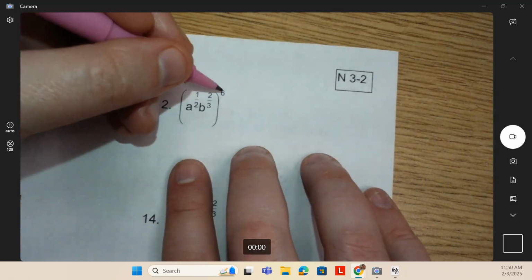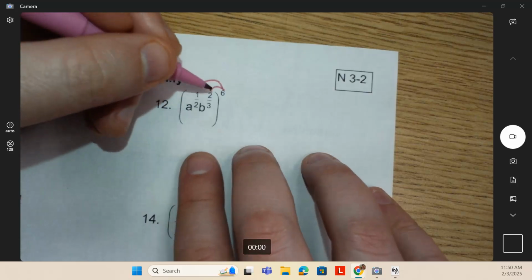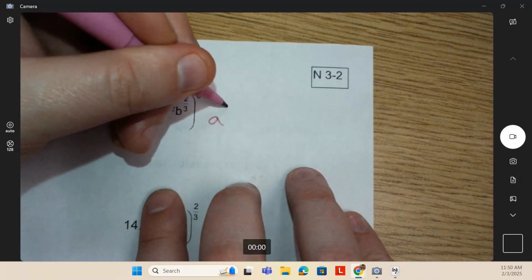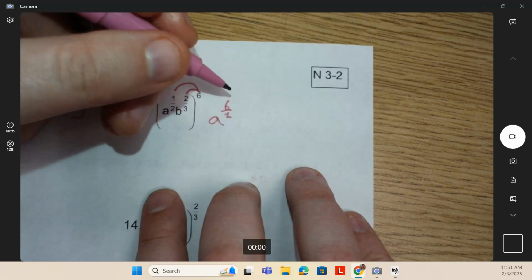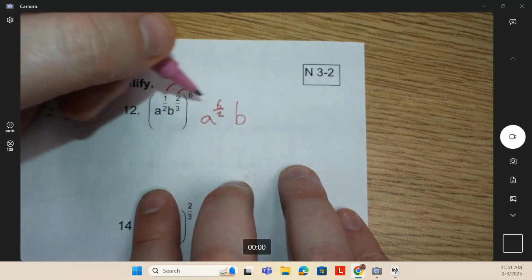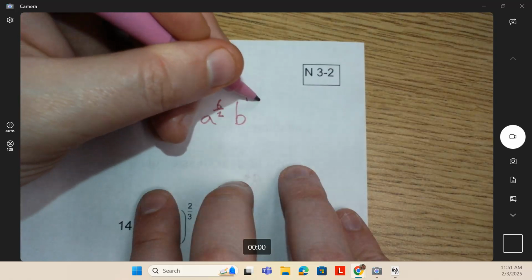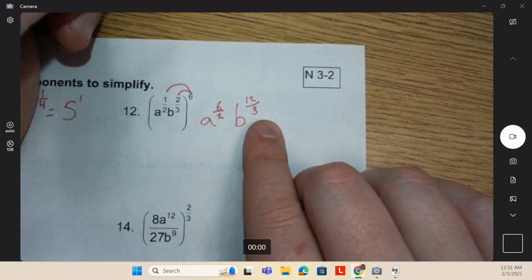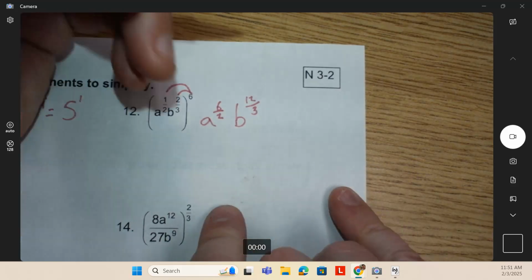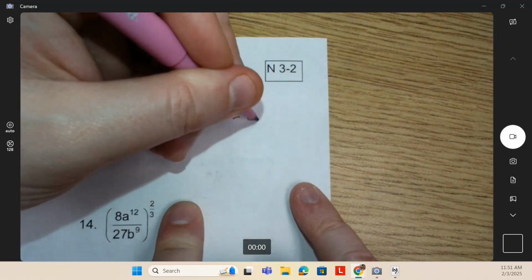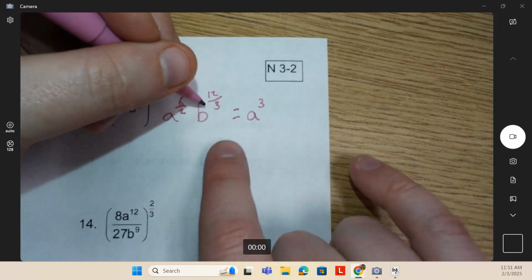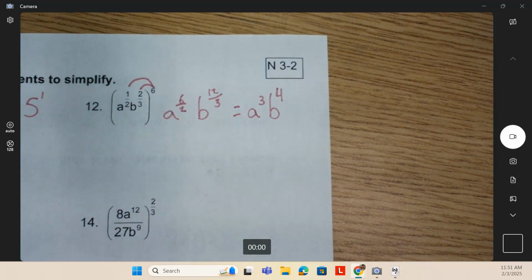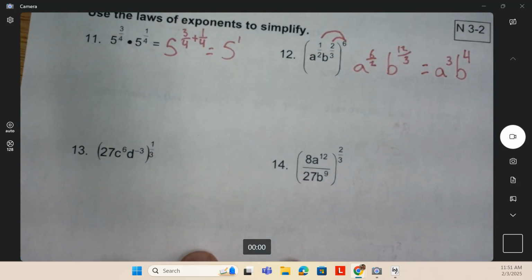Same thing on number 12. When I distribute, I make it much easier because I do a to the 1/2 power to the 6 power. It would give me a to the 6 over 2 power, and b to the 6 times 2, so b to the 12 over 3 power. Then what I've got are two fractions that'll simplify, and 6 divided by 2 would give me 3. So a to the 3rd, and 12 over 3 would be 4, so b to the 4th. This keeps working for us as we go along.